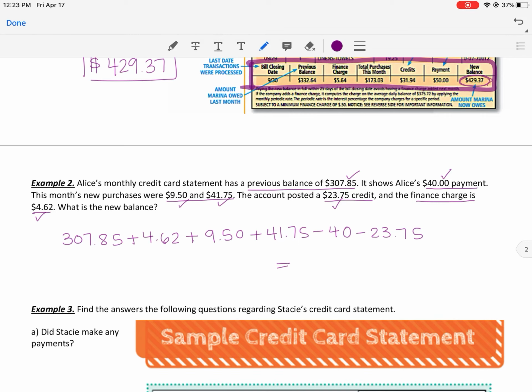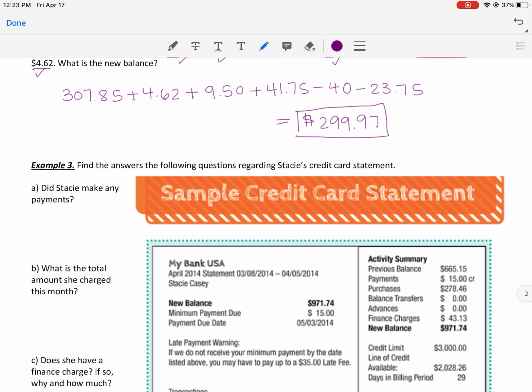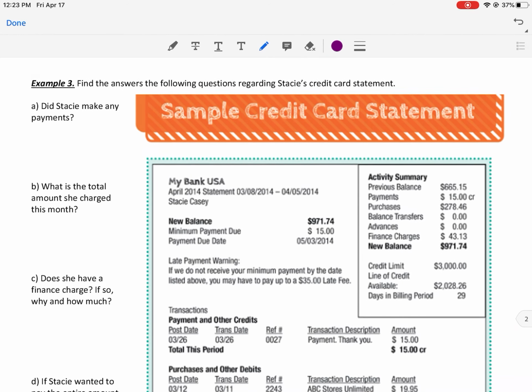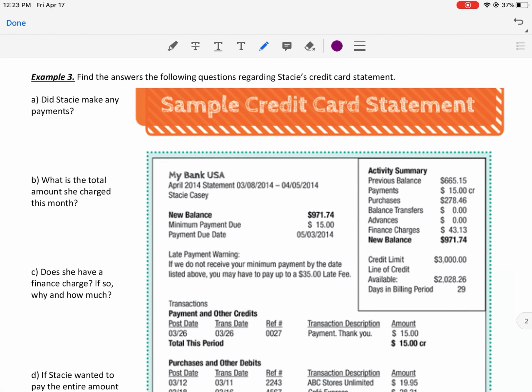Type that all in your calculator, and you end up with $299.97. Okay. On this next part, I want us to be able to read and recognize things from this credit card statement. So let's look at the statement.